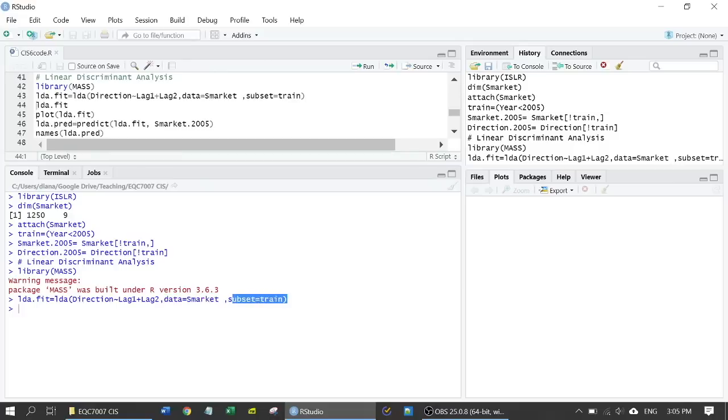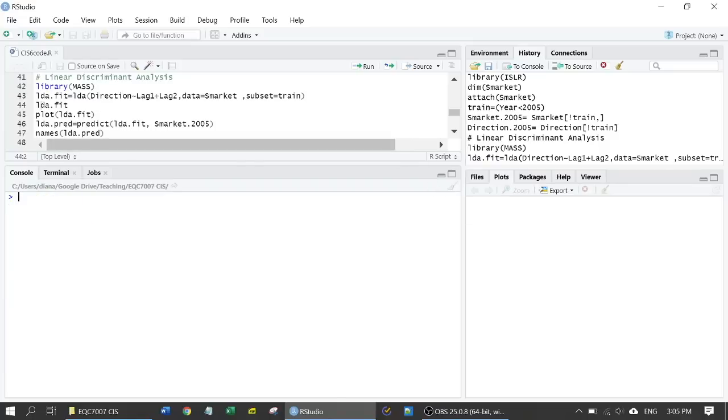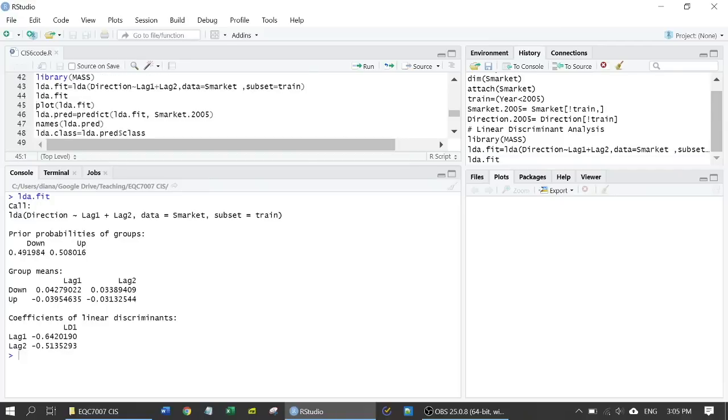Again, because we want to run this function on the training data set, we put subset equal to train here, and everything will be fit and stored into lda.fit. So all the outputs will be stored in this one. Let us just call lda.fit. I'm going to run this one. First, we know that we use the function lda, and these are the variables and the subset involved. Basically, the first thing that we see is the prior probabilities of the groups.